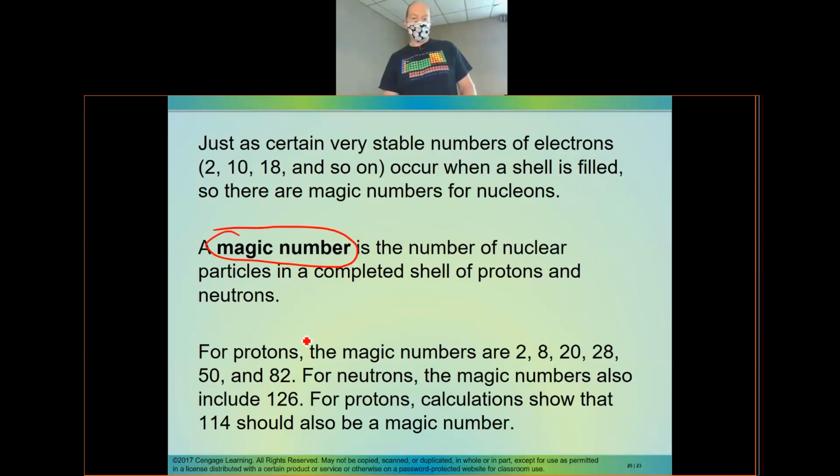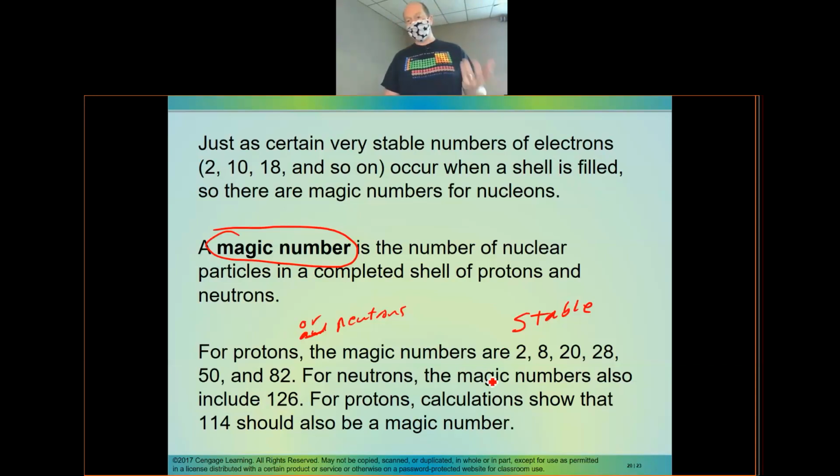For protons and neutrons, if you have 2, 8, 20, 28, 50, or 82, then that is a magic number of protons or neutrons, and you would predict those to be stable. If they have the magic number, then they are going to be stable, not radioactive. So you would predict it at least to be stable.